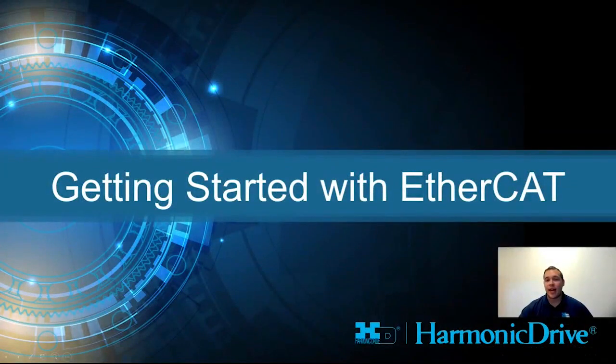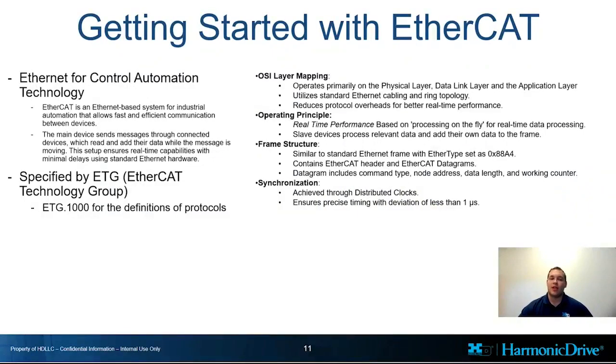Get started with EtherCAT. So EtherCAT is Ethernet for control automation technology. That's essentially what it is. What's happening here is it's using Ethernet-based systems for industrial automation, and this specific protocol is geared towards efficient communication between devices and making sure you have real-time principles as well.